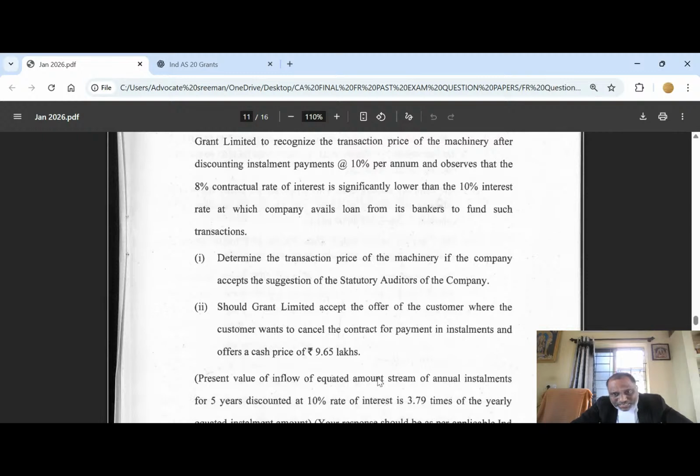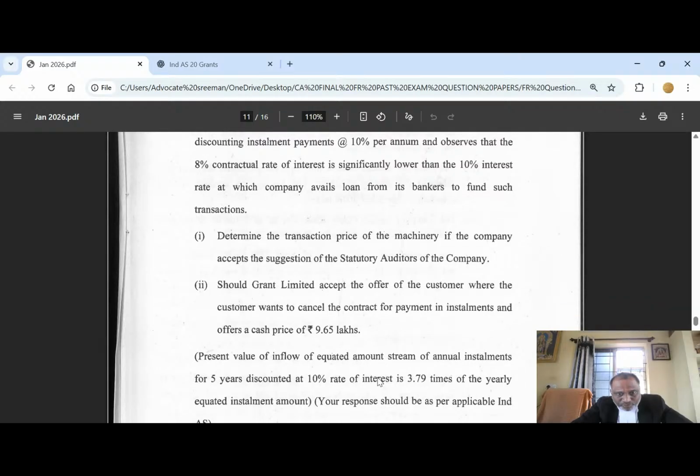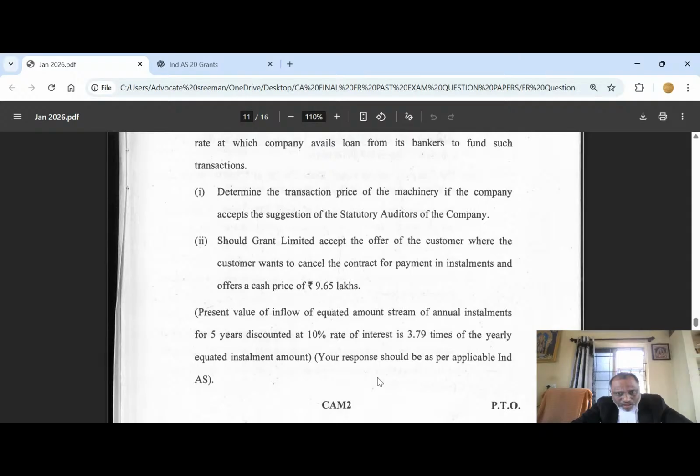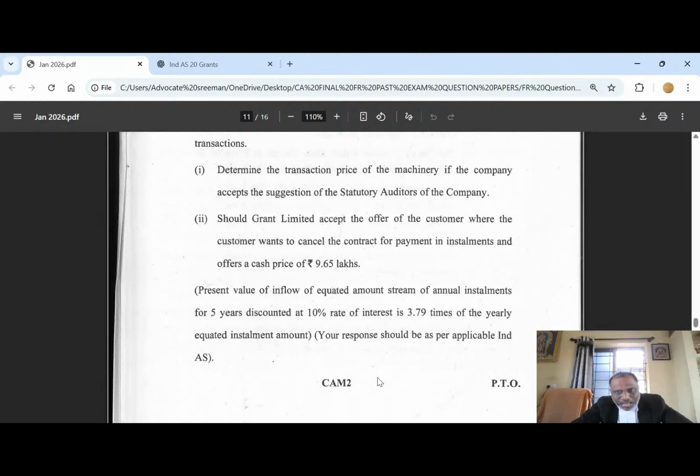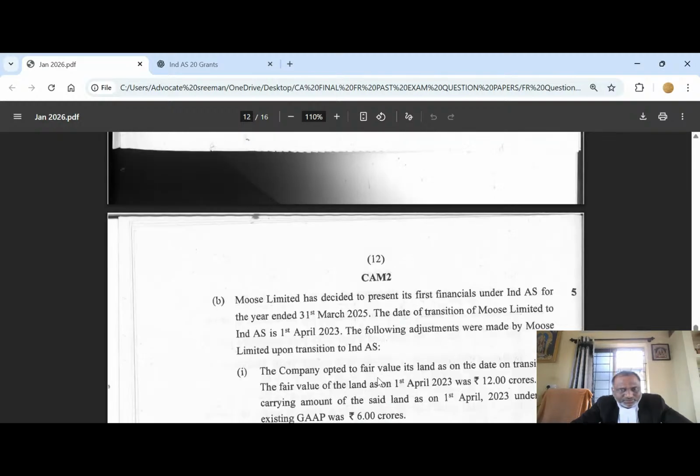Should Grant Limited accept, if it offers the customer, who wants to cancel the contract for payment of installments, a cash price of 9.65 lakh? Present value of inflow: the equated stream of annual installments for 5 years discounted at 10% interest is 3.79 times the yearly equated installment amount. Your response should be as applicable to the years.